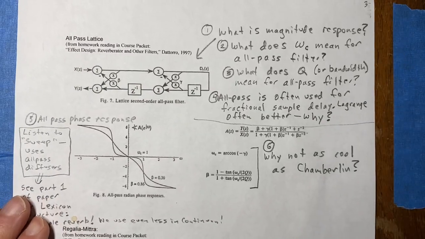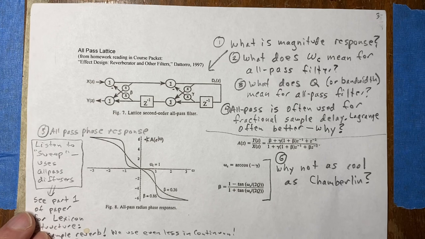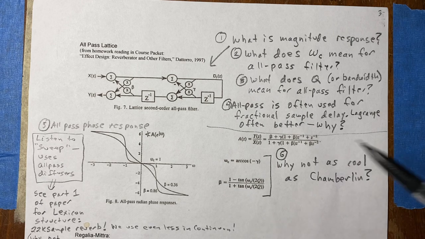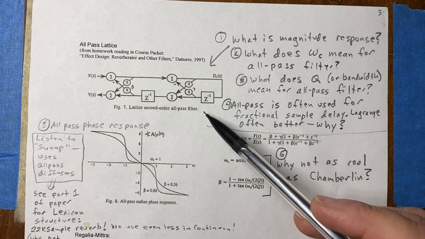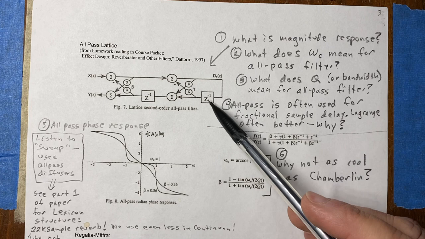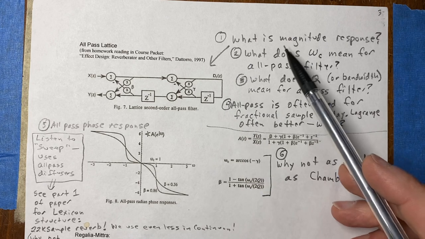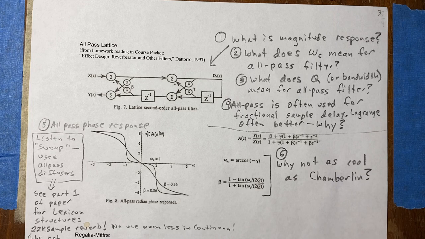All right. A couple more topics that are in the paper. I want to talk about the all-pass lattice, because it was talked about there. Again, in the paper, you're going to read a lot more about this. I just want to give you an overview. Here's a second-order all-pass lattice. And trick question, what is its magnitude response? Well, it's all-pass, right? So its magnitude response is flat.